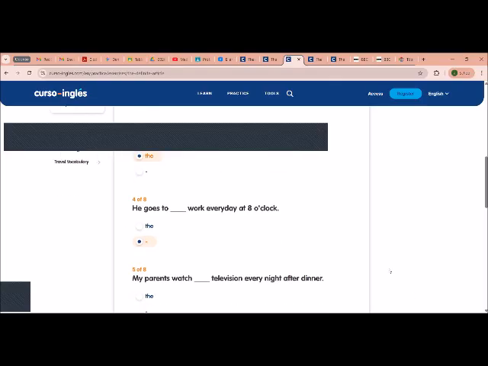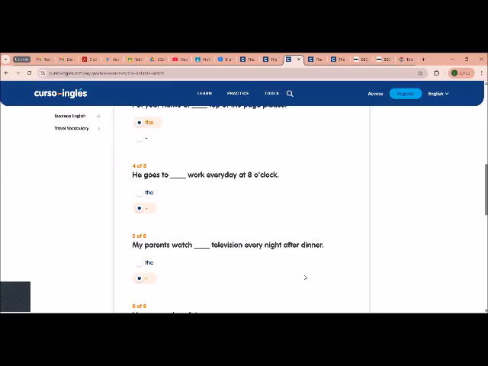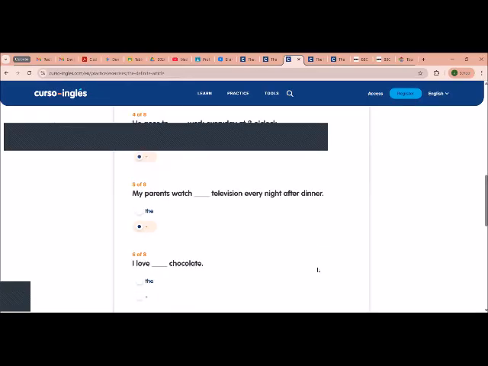Good. All right, let's continue with Dante, number five. My parents watch television every night after dinner. Exactly. Now, television is also super general. You could use other words if you can make it more specific. For example, my parents watch the news on television every night because news is much more specific. TV, super general. All right? Ugo, number six.